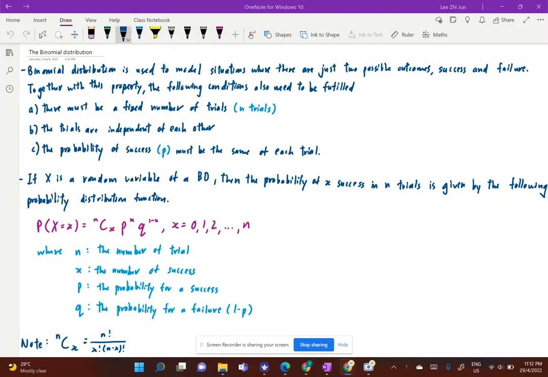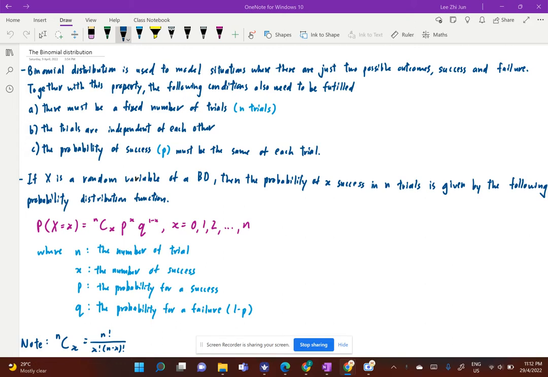Hi guys, so today I will continue with chapter 10, which is the special probability distribution. Okay, so this is the last chapter in our syllabus in semester 2.